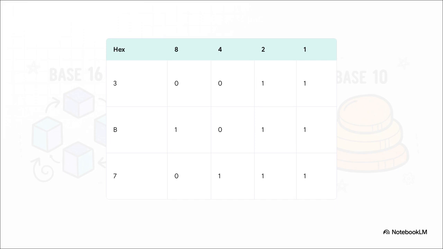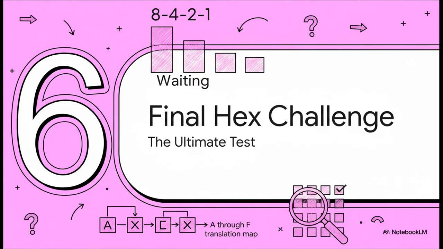The 3 is just a 2 and a 1, giving us 0011. B is 11, so we need an 8, a 2, and a 1, which maps to 1011. And the 7, like before, is 0111. String all 3 of those together, and you have successfully translated a complex 3-digit base 16 code into a raw 12-bit base 2 machine language. That is awesome.